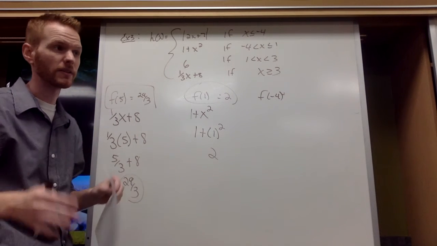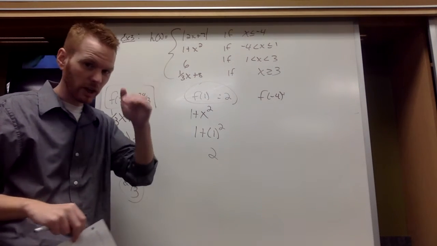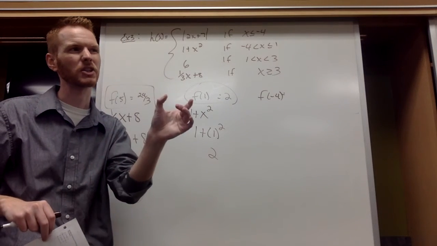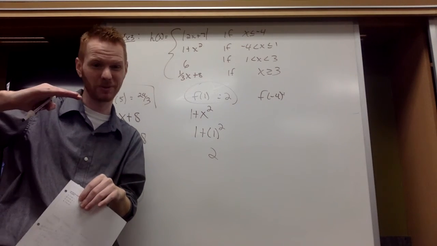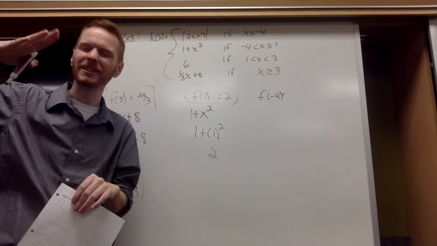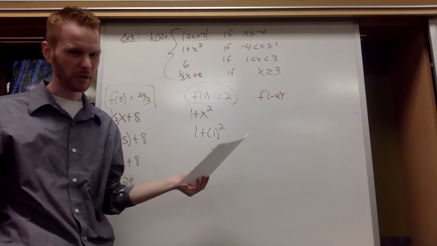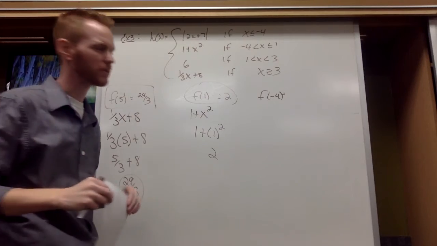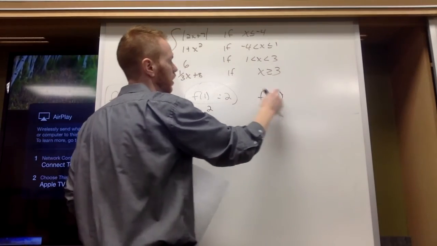Hopefully you're kind of getting the gist of it. It's, like I said, like a location thing, okay? Here's my x value. Which one of them can I use, okay? Whenever I find that one, plug the number in, do your algebra, and figure out what your output's going to be. All right, last one, -4.